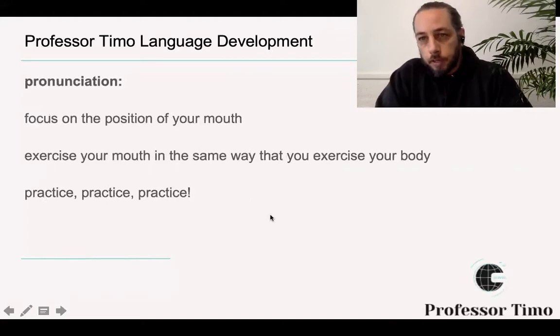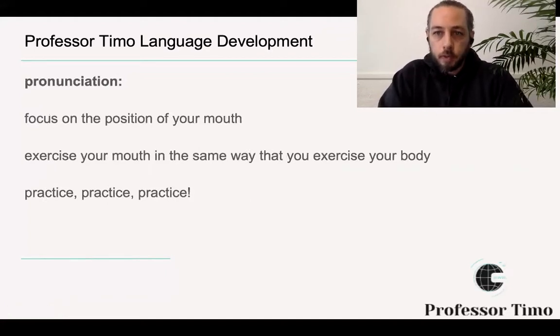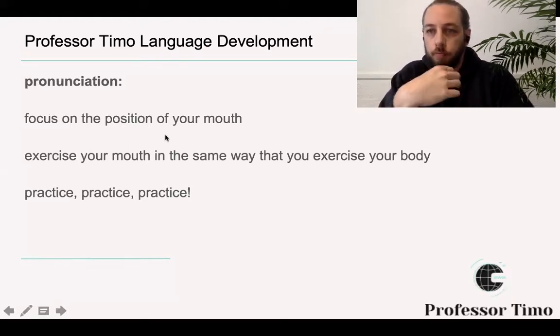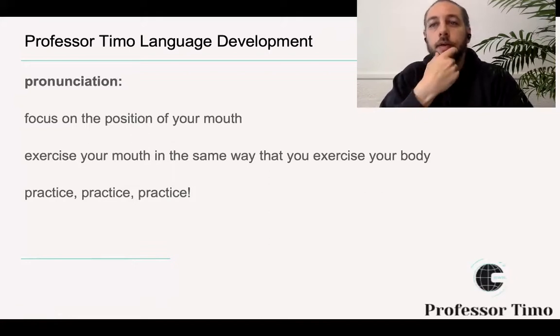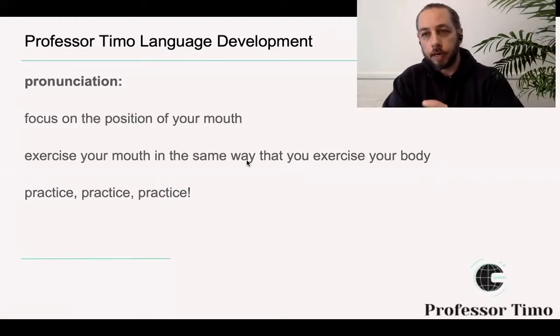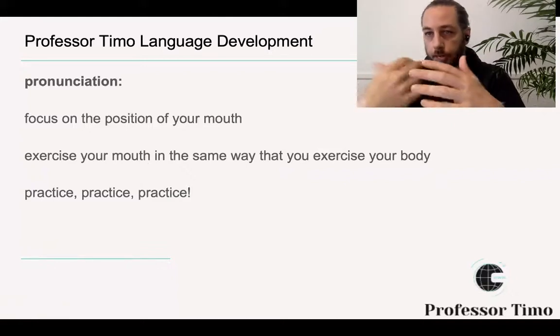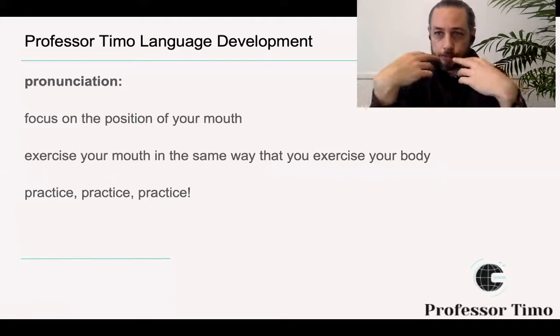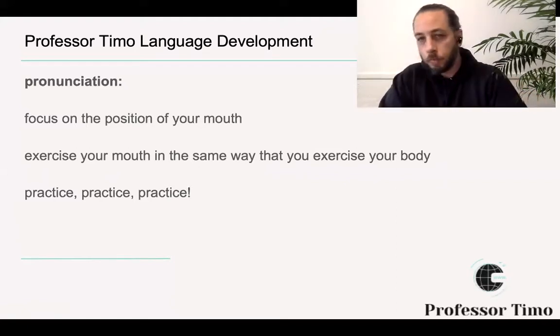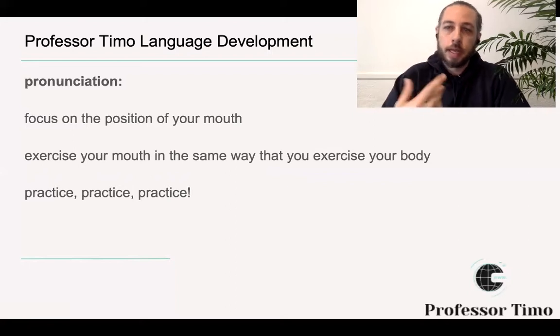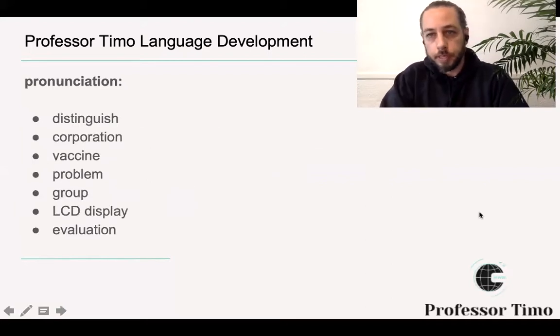Okay, finally, let's focus on pronunciation. The key that I'll stress for you is number one, focus on the position of your mouth. Remember when we were saying the letter S, your mouth has to look almost like a smile. S, focus, companies. And so to do that, I recommend that you exercise your mouth. Just like you go to the gym and you exercise your body when you're trying to make improvements, it's the same thing with pronunciation. Practice, practice, practice, exercise, focus on the position of your mouth. That's the way to make improvements with pronunciation.